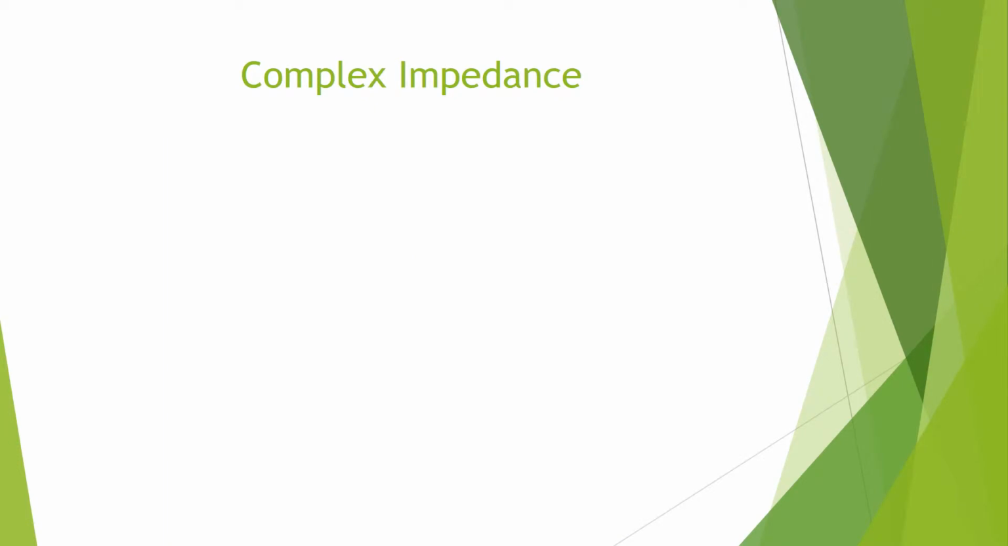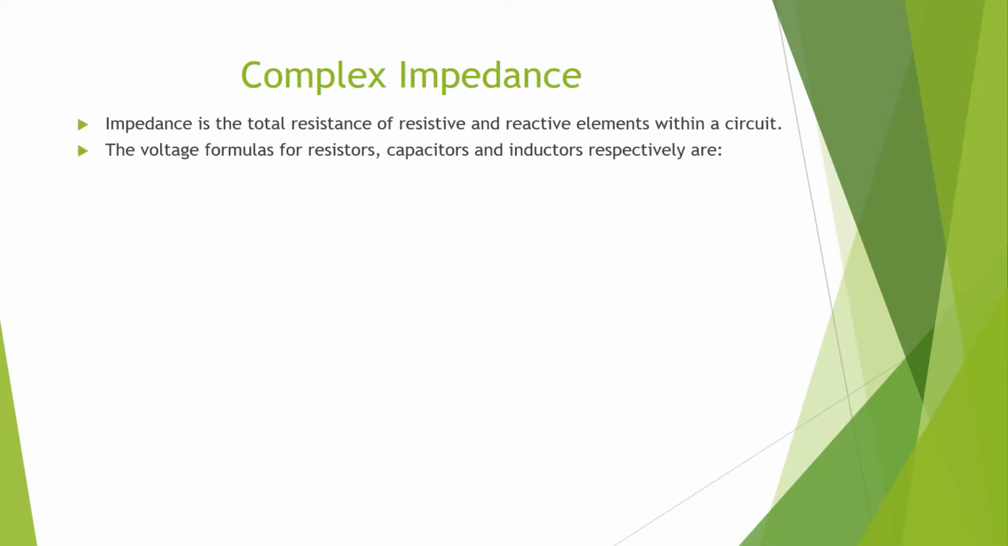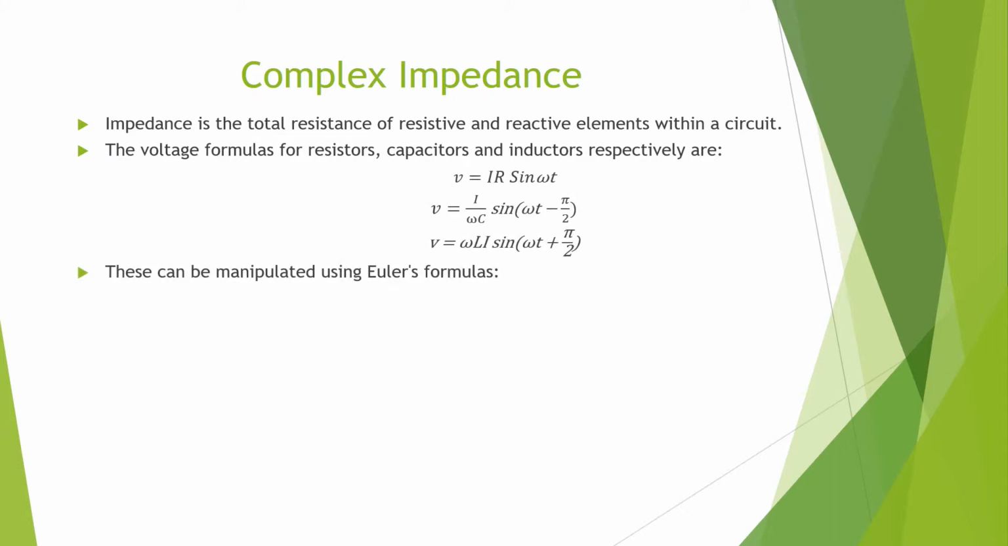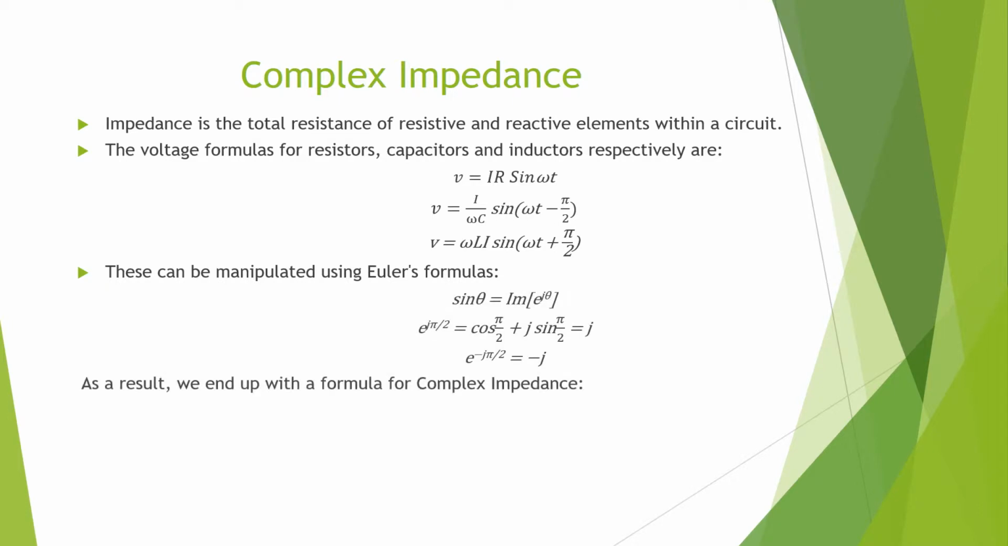Impedance. The impedance is the total resistance of resistive and reactive elements within a circuit. The voltage formulas for resistors, capacitors, and inductors, respectively, are the following formulas. These can be manipulated using Euler's formulas, which are the following, and as a result, we end up with a formula for complex impedance, which is Z equals R plus jωL minus j over ωC. Also, the magnitude of impedance is then given by the following formula.